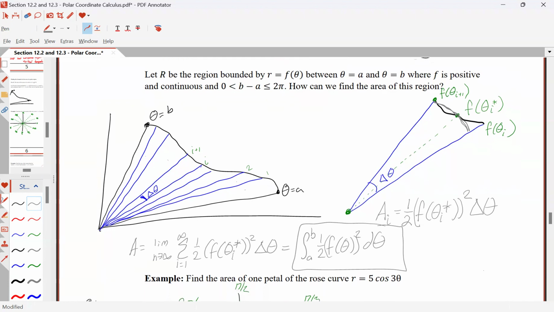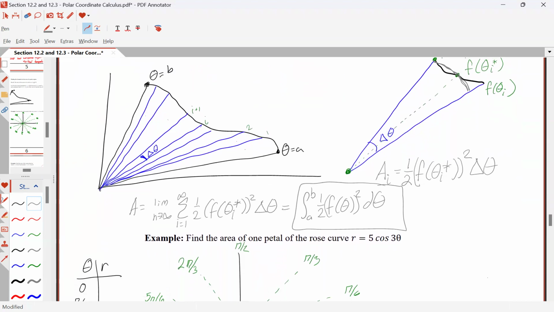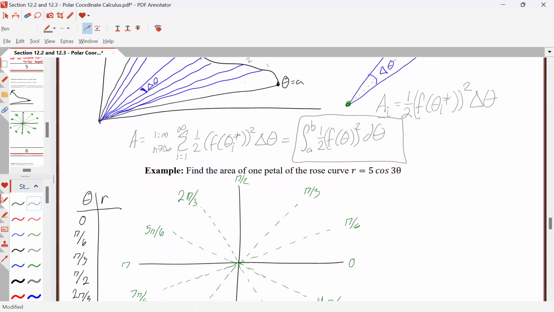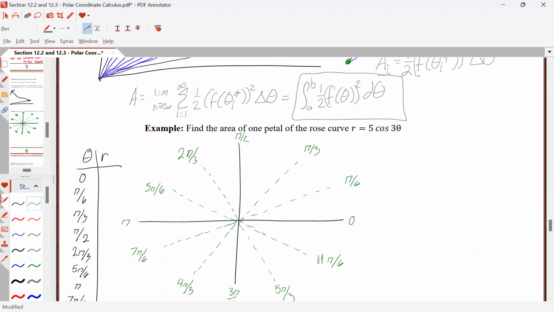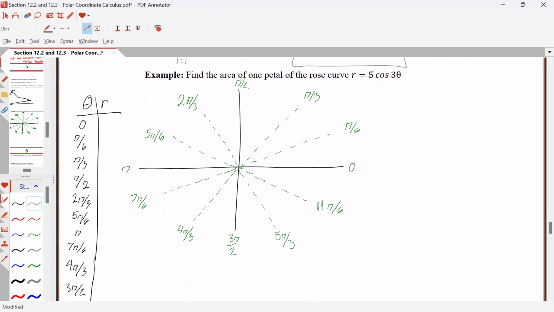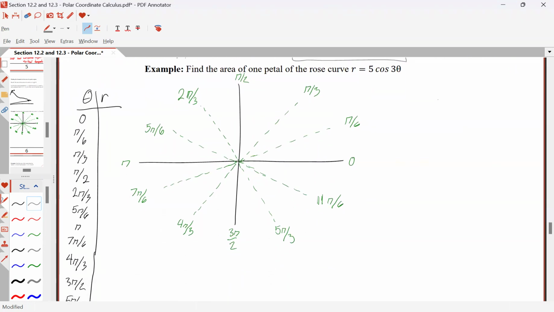So taking a look at our first example of this, we want to find the area of one petal of the rose curve, r equals 5 cosine 3 theta. Before we can apply this formula, we want to figure out what is one petal of this rose curve, or what this curve looks like to begin with. So graphing this curve, we're going to plug in some values. I have picked out values that work nicely, knowing that my angle is 3 theta.